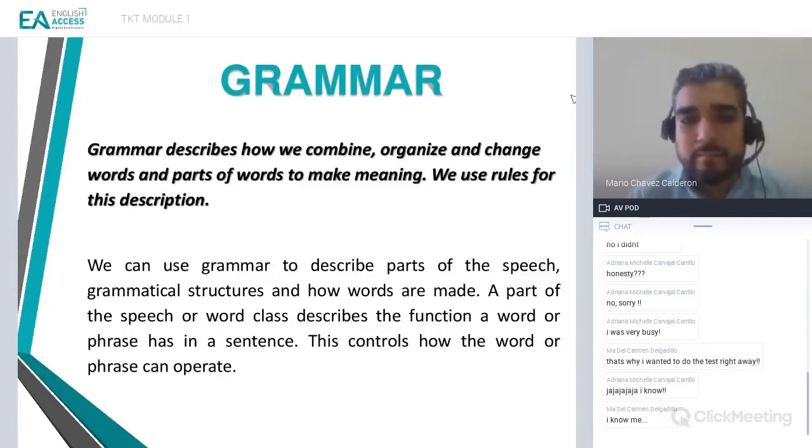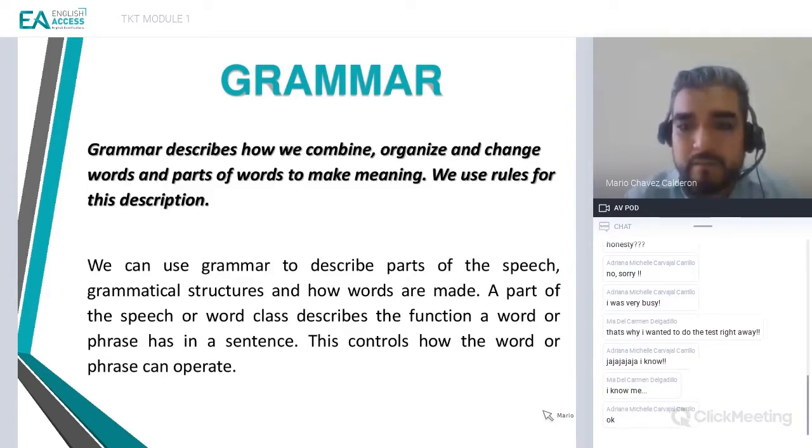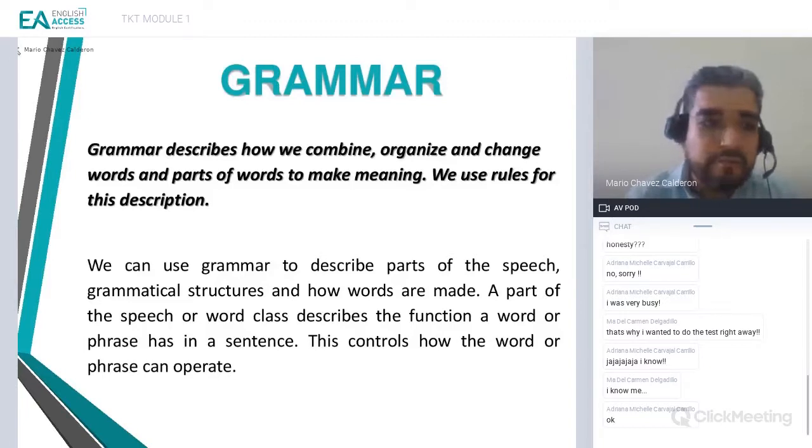Okay, the grammar. Now, if you cannot see any part of the slides, you can always make the screen larger when you click on full screen. That way you're going to make it larger. You can also move the different settings of the screen. Okay, all right.